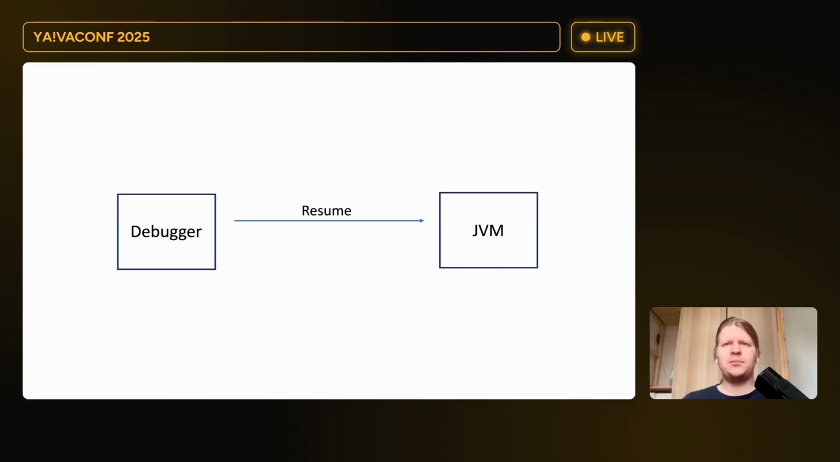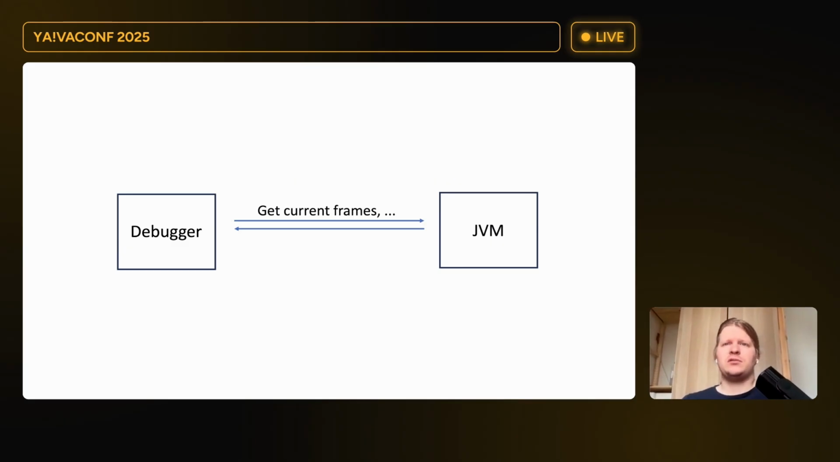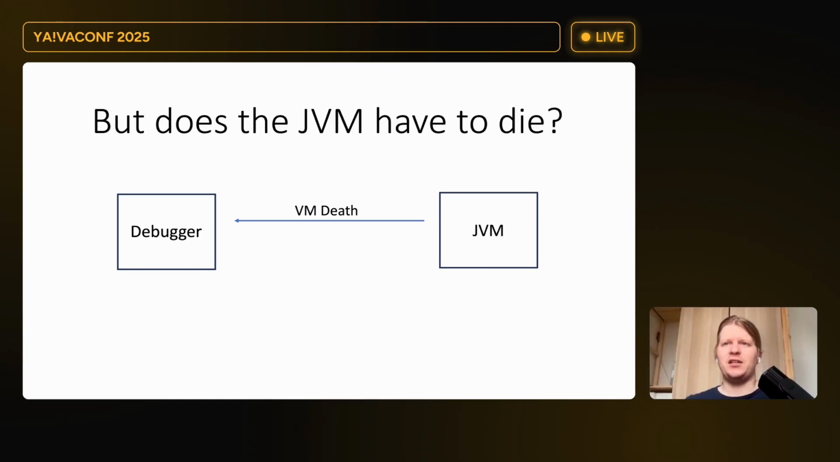And yeah, then the debugger's like, yeah, please, JVM, go on. And then we hit a breakpoint. And the JVM is like, hey, by the way, I hit a breakpoint with this ID in this thread at this location. Please do something. And then the JVM is stopped, and the debugger gets the current frames and anything that it wants to show you, and then resumes, and then it goes on. And then eventually everything has to go to an end, and the VM dies.